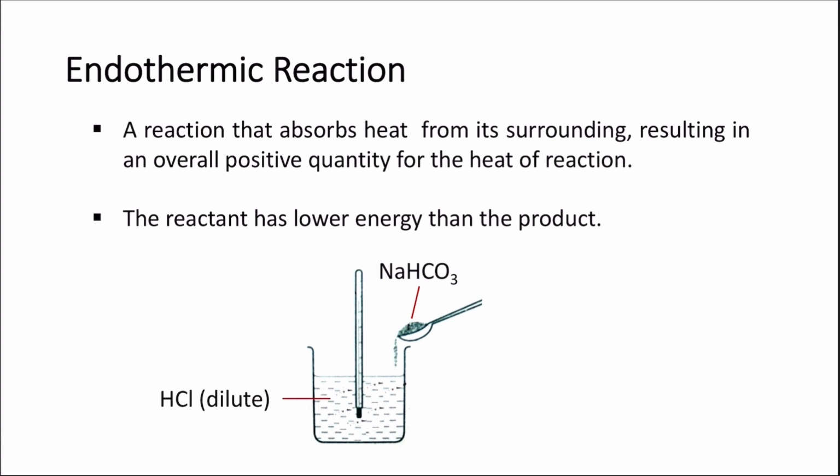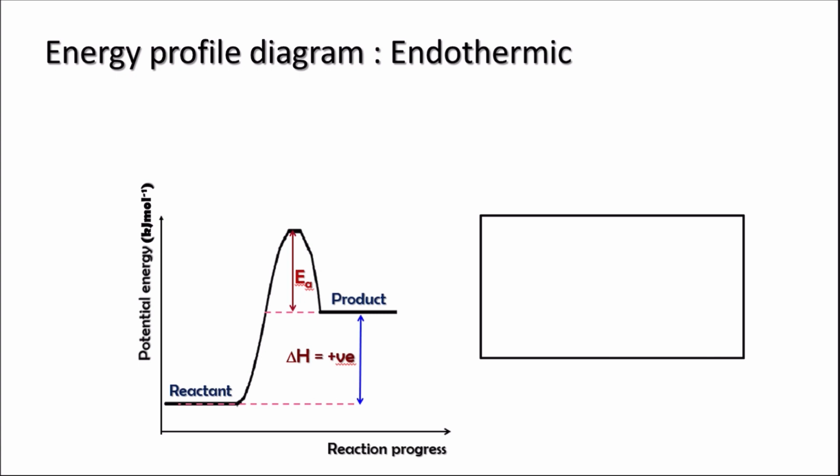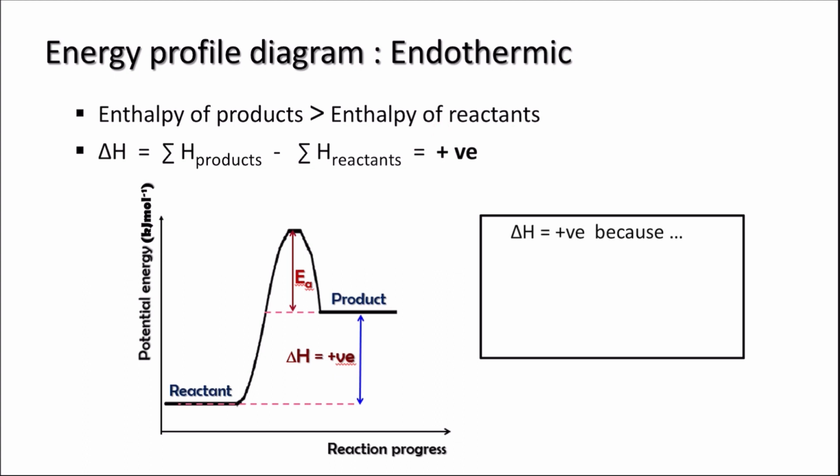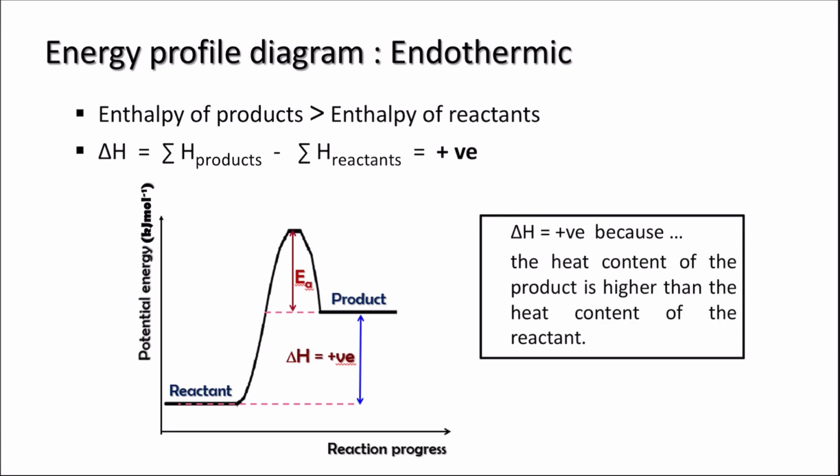So awak boleh nampak the temperature decreases when you measure using the thermometer apabila both of these chemicals react together. And then energy profile diagram untuk endothermic adalah di mana enthalpy produk lebih besar daripada enthalpy reactant. So delta H masih lagi formula yang sama, enthalpy produk minus enthalpy reactants, tapi value yang awak dapat adalah value positive. So the positive value because the heat content for the product is higher than heat content of reactant.